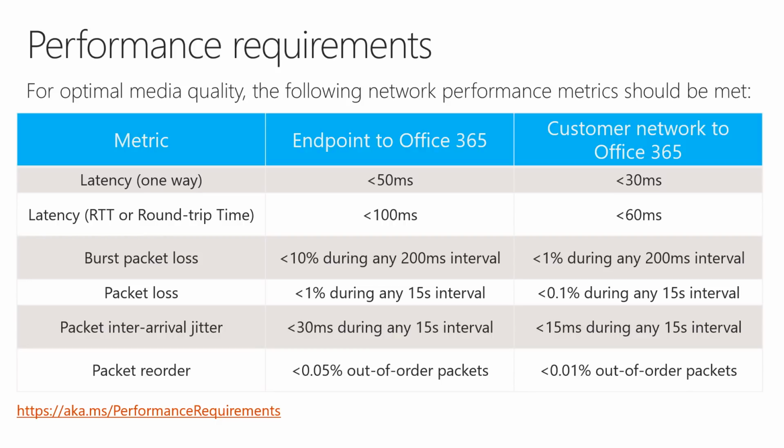We have documented the performance requirements that your network needs to meet for optimal media quality. You can also find them online at aka.ms/performancerequirements. The metrics are latency, packet loss, and jitter. If you're not familiar with what this means, don't worry. We're going to cover that in the deep dive. Also, we're listing here the values. If you don't know yet how to measure these values, again, don't worry. We will be covering tools at the end of the session that will help you to measure the performance of your network.